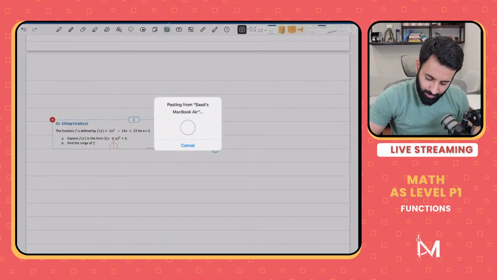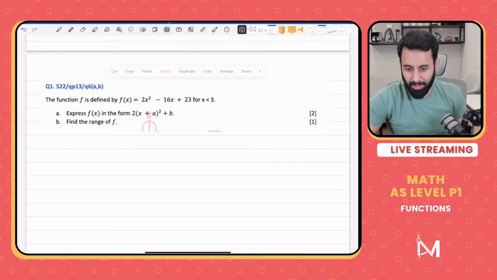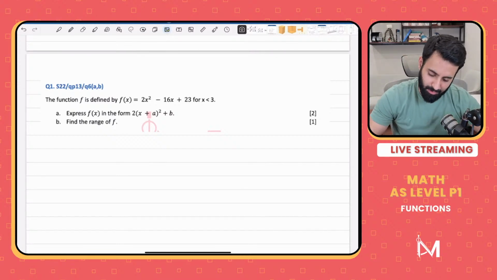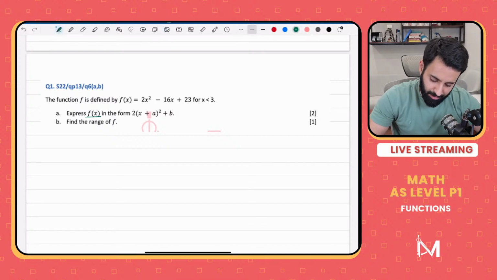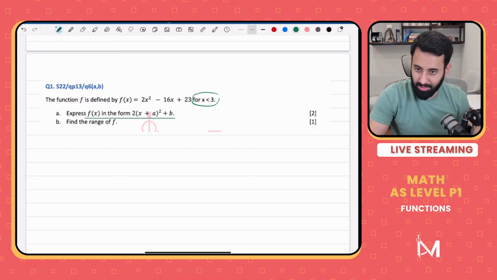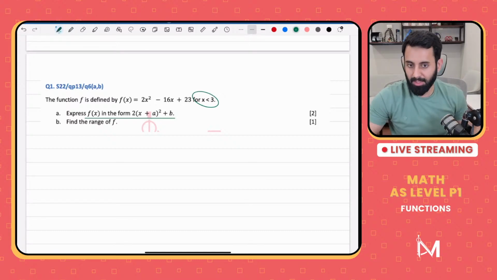Here's a very simple question. It's a past paper question where we have to find out the range. Let's see how we can solve this. It says a function f is defined by f of x equals 2x squared minus 16x plus 23. Express f of x in this form, and don't forget to look at the domain. The domain is x is less than 3. And we have to first express it in completed square form.